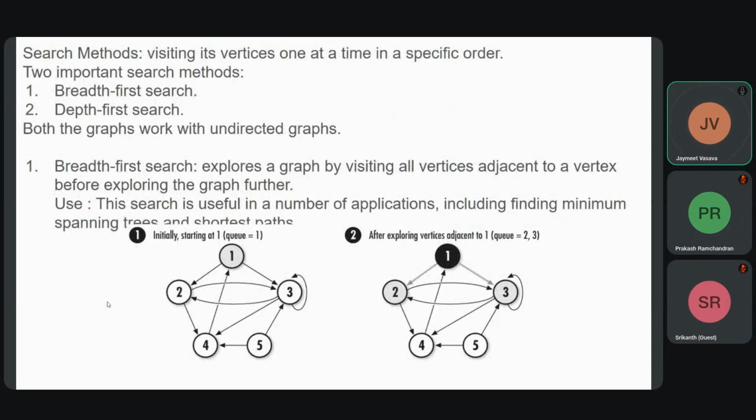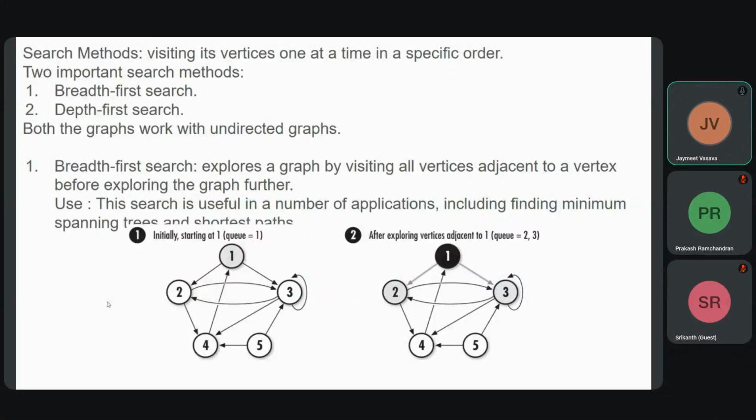Then let's start with search methods. Search methods are the ways to discover graphs or traverse the vertices or nodes. Two important search methods for graphs are breadth first search and depth first search. Many important algorithms are based on these methods. Both of these also work for undirected graphs.